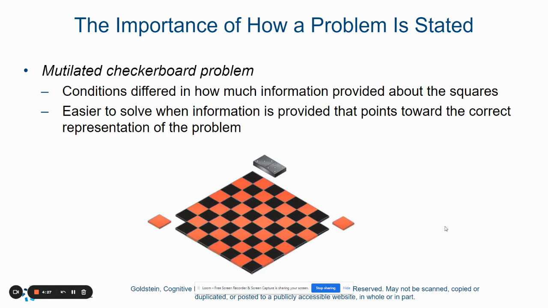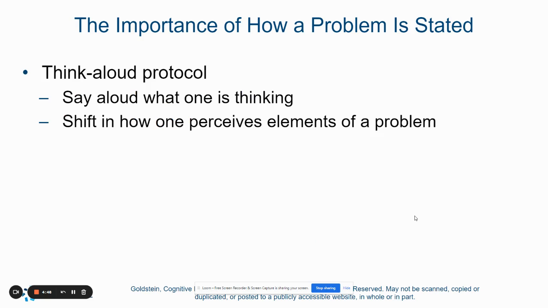We've also got the mutilated checkerboard problem, and this is the idea that parts of the checkerboard aren't there, and how can you solve the problem to create it the correct way. These conditions differ in how much information is provided about the squares, and it's easier to solve when information is provided that points toward the correct representation of the problem. The think aloud protocol is when a person says something they're thinking out loud, and that can kind of shift how they view a problem. So it's almost as when you talk to yourself, you're able to process it more by getting it out and hearing it and realizing that that doesn't work.